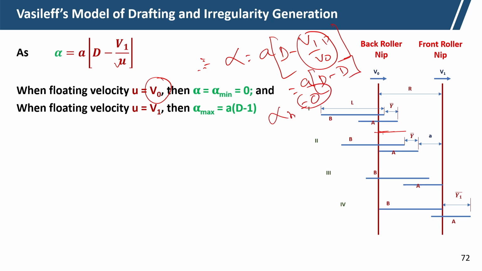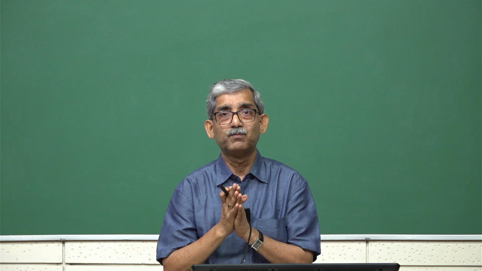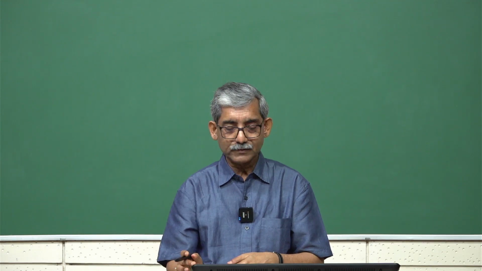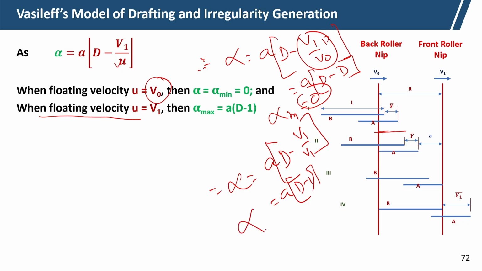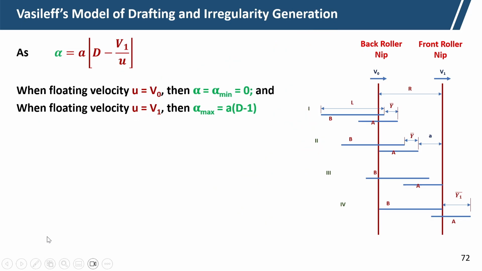So, minimum alpha is there when the floating fiber moves at the speed of the back roller. And when the floating fiber moves at the front roller speed, alpha equals a multiplied by (d minus v1 by v1), so it will be a multiplied by (d minus 1). So, alpha is maximum there. So, alpha has a range from 0 to a multiplied by (d minus 1), and it varies.